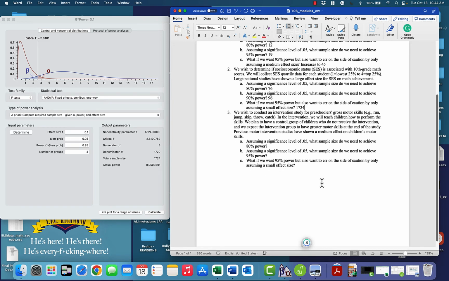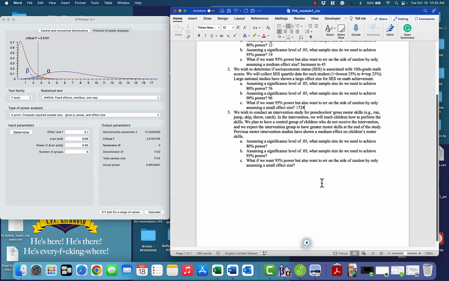question 3 here. We wish to conduct an intervention study for preschoolers' gross motor skills again. In the intervention, we will teach children how to perform the skills. We plan to have a control group of children who do not receive the intervention, and we expect the intervention group to have greater motor skills at the end of the study. Previous motor intervention studies have shown a medium effect on children's motor skills in this situation where we're comparing a treatment and a control group.